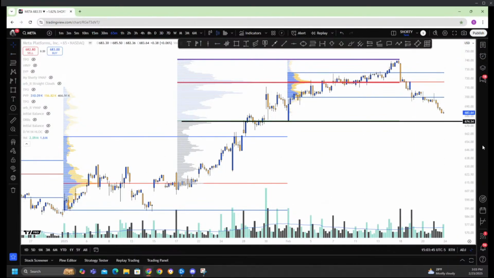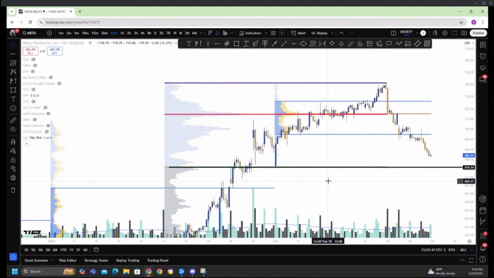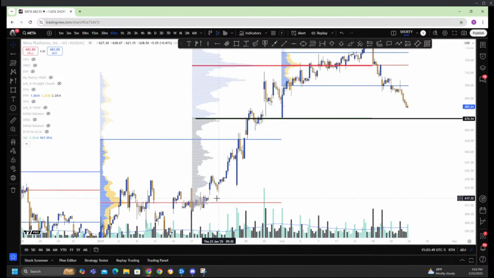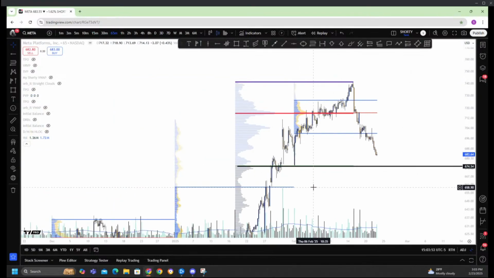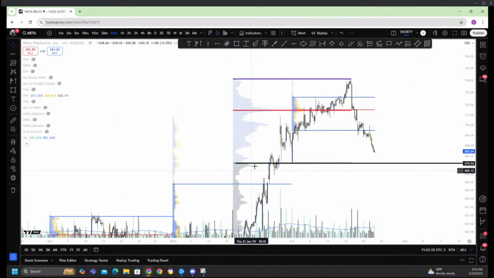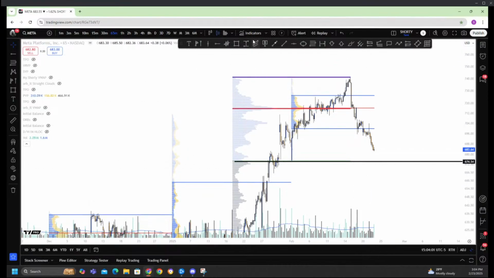There you go, right here. So what I did is I grabbed it from the swing low right here to the swing high, and I'm looking to see where the value is being built on that run. And that stops somewhere right at 674, 672-ish, if you want to call that. It'd be this node here.